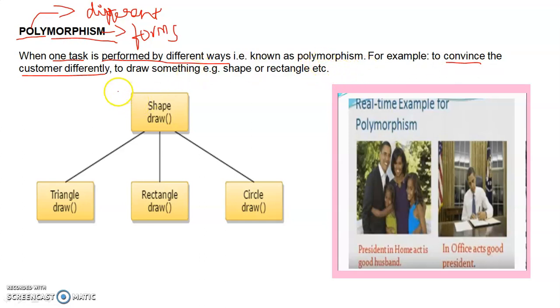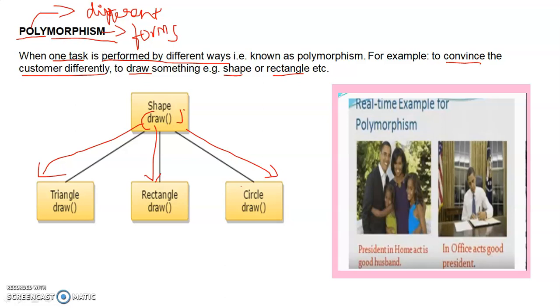And one more example is draw something. So draw something means we can draw a shape, we can draw a rectangle, we can draw an oval, we can draw a circle. So these are many ways, meaning different ways. So if there is a shape class, the shape has a draw method. In the draw method, we are going to draw a triangle or rectangle or circle, right? So this is the example for polymorphism.